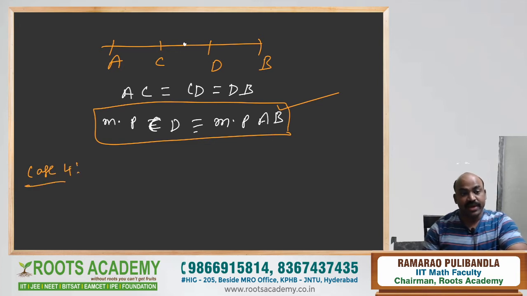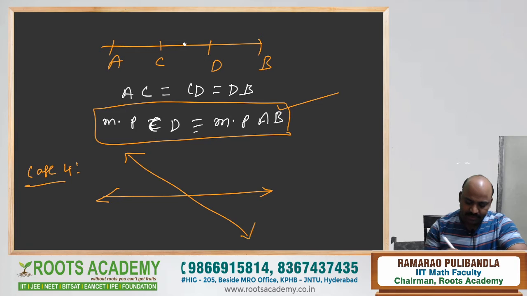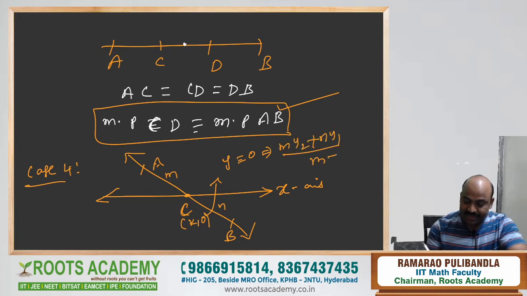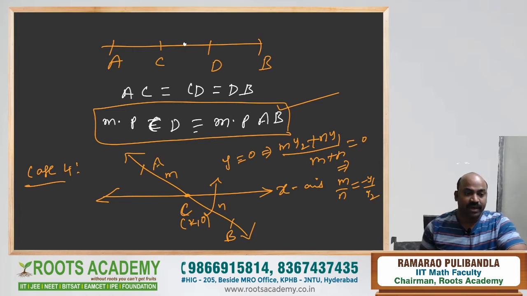If the line joining AB is cutting the x-axis, for example, this is the x-axis. So the line joining AB is cutting the x-axis at a point. Any point on the x-axis will be k comma 0. What is the meaning? Its y coordinate is 0. The y coordinate of the point dividing in the ratio m is to n is (my2 + ny1) by (m + n), which is 0. This means m by n is nothing but minus y1 by y2. I think all of you get it.